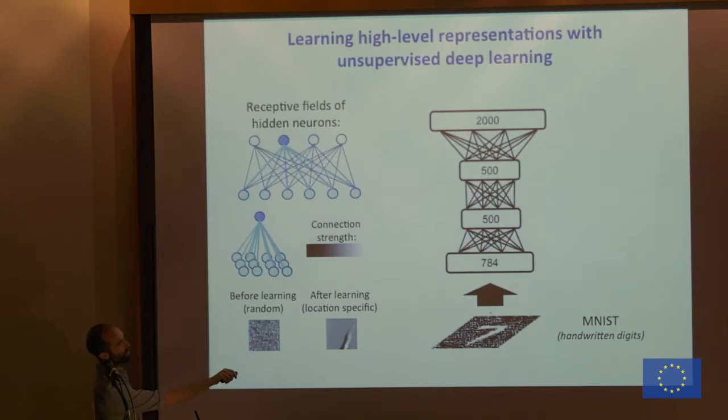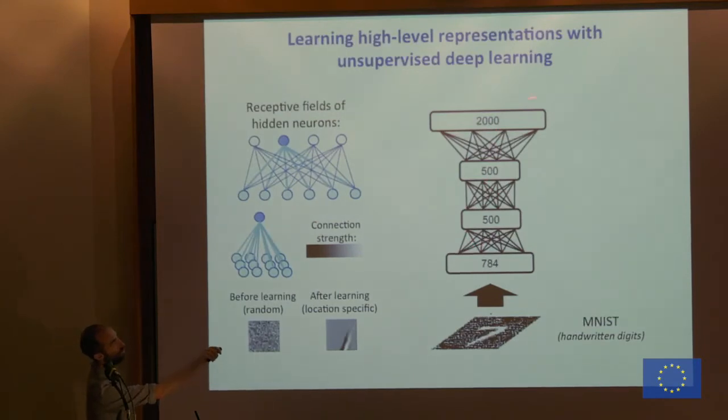Then we have a first restricted Boltzmann machine with 500 hidden neurons. We train it, and then we freeze these connection weights, and we go to the next restricted Boltzmann machine, other 500 neurons here, and then we stack the last and the larger Boltzmann machine with 2,000 hidden neurons. You see that there are only bidirectional connections, so this is completely unsupervised. There's no classification task here.